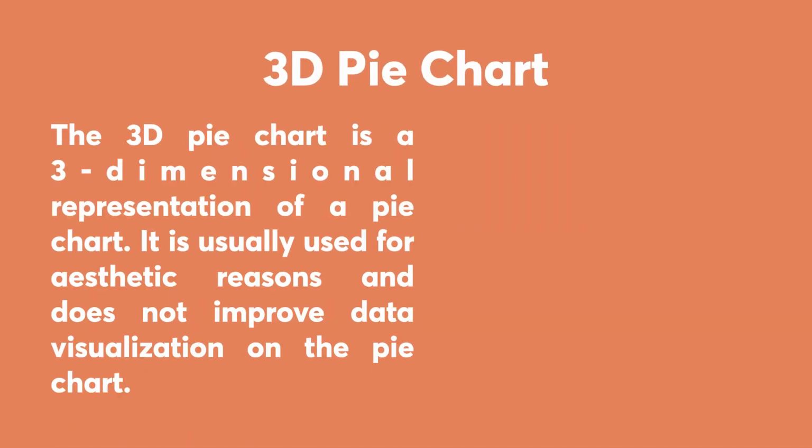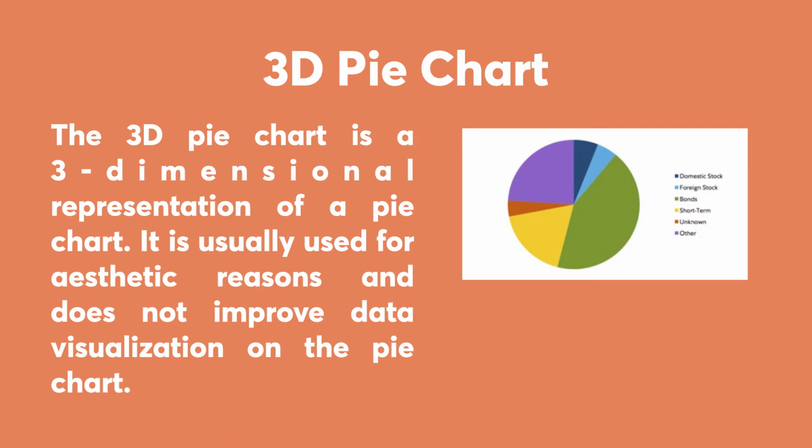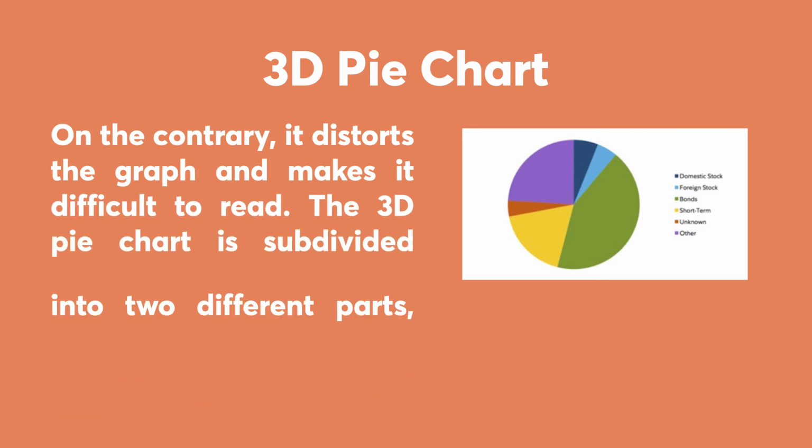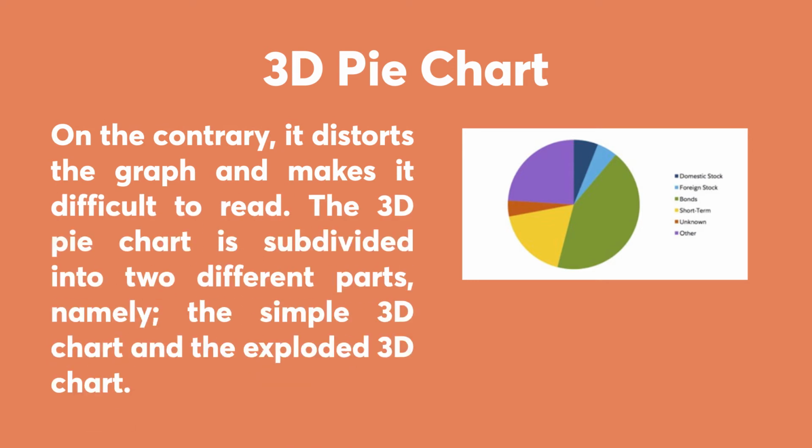The 3D pie chart is a three-dimensional representation of a pie chart. It is usually used for aesthetic reasons and does not improve data visualization on the pie chart. On the contrary, it distorts the graph and makes it difficult to read. The 3D pie chart is subdivided into two different parts, namely the simple 3D chart and the exploded 3D chart.